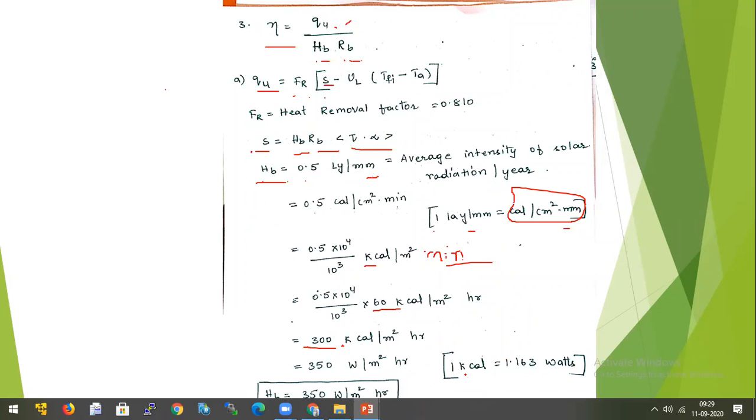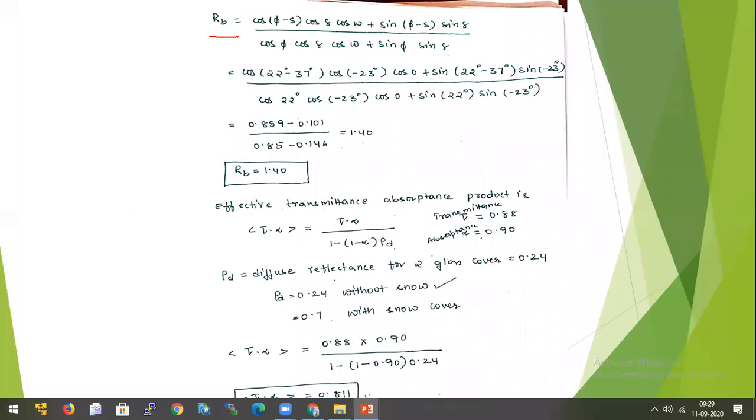Right? So if you multiply 300 into 1.163, we will get the numerical value in watts per meter square. So this is the watts. HB is equal to 350 watts per meter square. So until now, just HB is known in S term. And next RB we have to find, and tau into alpha we have to find.